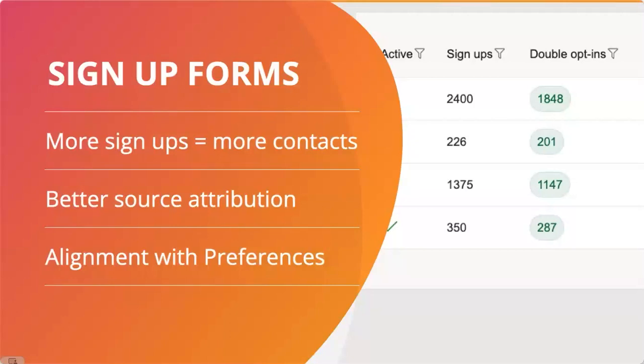So when we have lots of sign-up forms and we start tracking where people are coming from, then obviously it gives you some really useful insight as to where things are coming from. And indeed, when we have those different sign-up forms as well, we can align it with the preference center. So we can still give people the option of signing up to everything, even if we start with asking them to sign up to something specific.